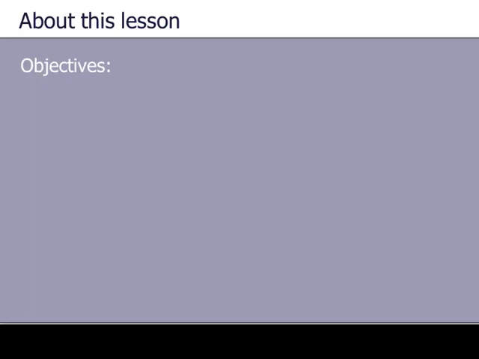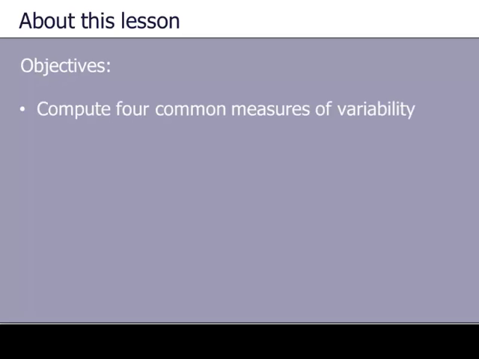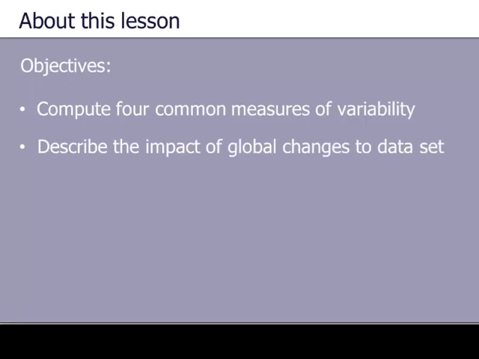By the end of this lesson, you will be able to compute the four most common measures of variability: the range, the interquartile range, the variance, and the standard deviation. In addition, you will be able to describe what happens to measures of variability when you make global changes to a data set.